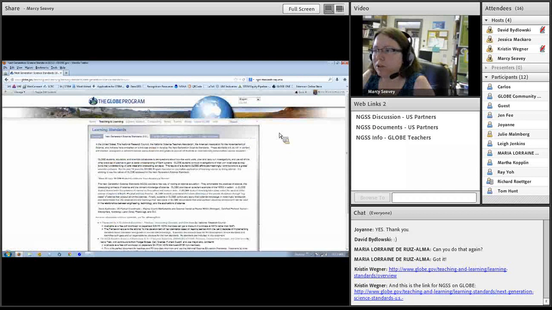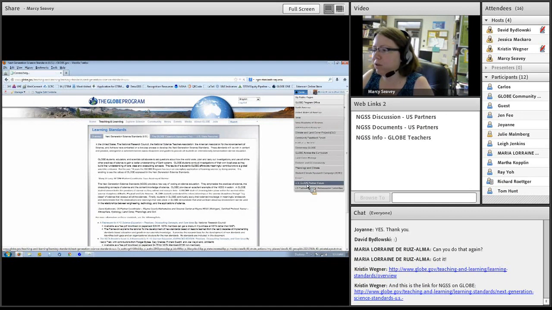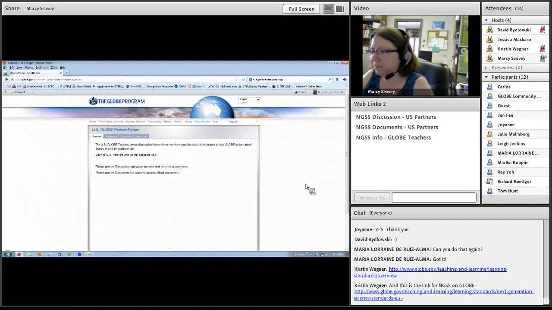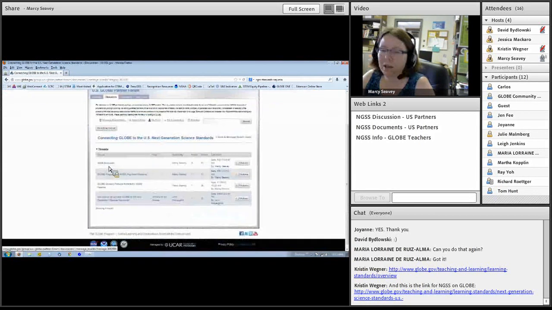For those of you who are GLOBE partners, you can follow these next steps. I'm logged in as a GLOBE partner. I'm mousing over Go To in the upper right of the page, and then clicking on the US GLOBE Partner Forum. From there, I'm clicking on the Discussions tab. The top thread is Connecting GLOBE to the US Next Generation Science Standards, and the top thread within there is NGSS resources.